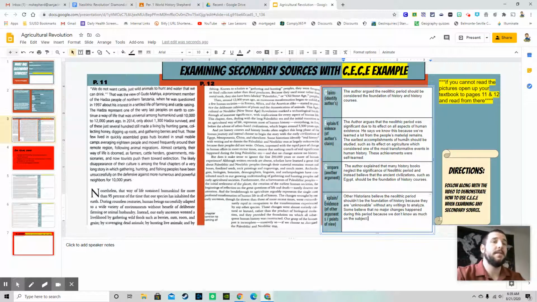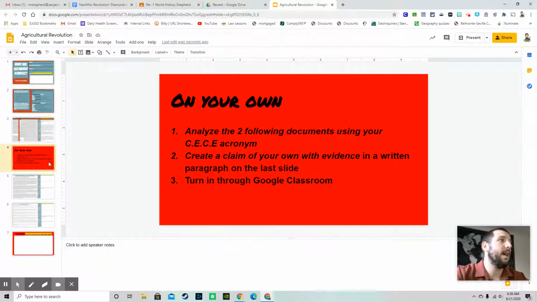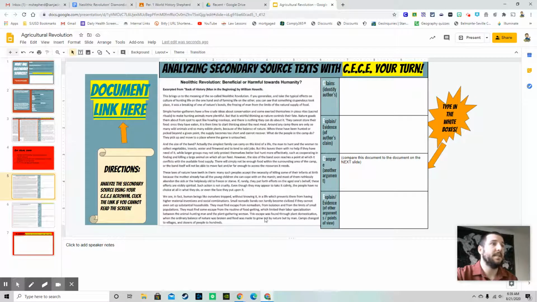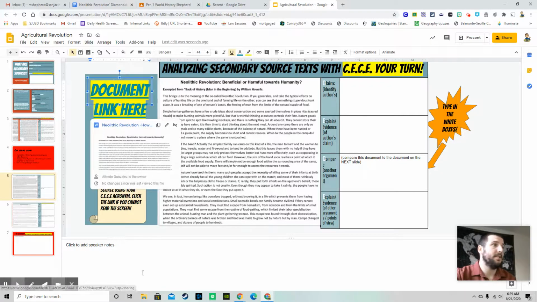Now you guys are going to try to do this on your own. Okay. So go to the next slide. It says, on your own, you're going to analyze two of the following documents using your CECE acronym. Create a claim of your own with evidence in a written paragraph on the last slide. Turn it in through Google Classroom. So you guys are going to read and analyze this document here using your CECE acronym. If you cannot read the text, go ahead and just click on the link. It'll take you to the actual document.